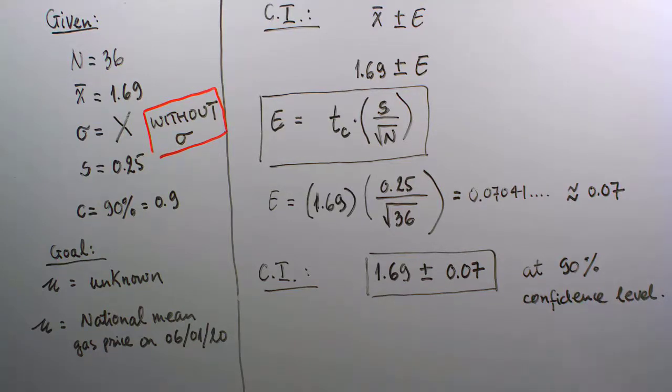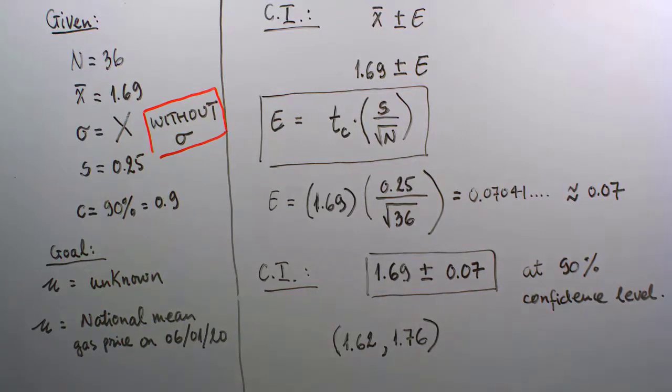Again, for anyone who's not comfortable with looking at a confidence interval in this format, you always have the choice to subtract the margin of error from your sample value, and that gives you a low end being $1.62. And you can once again add this margin of error to your sample value in the center of the interval to produce the high end of your interval. So $1.76 in this case is the high end.